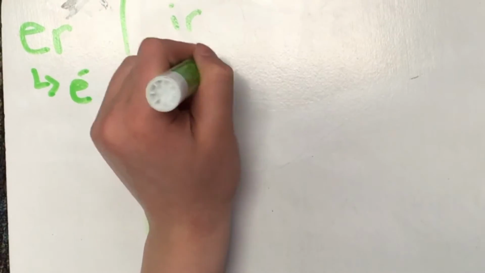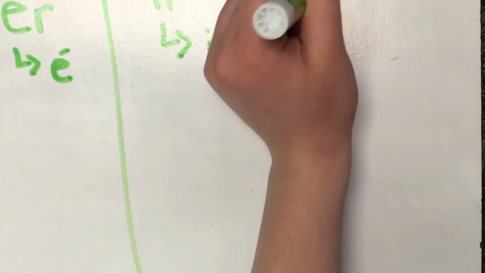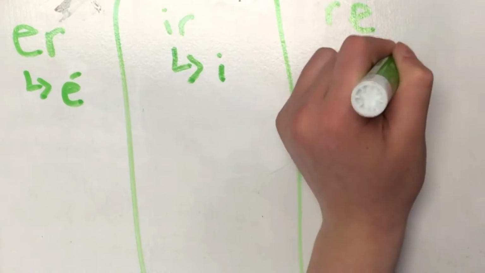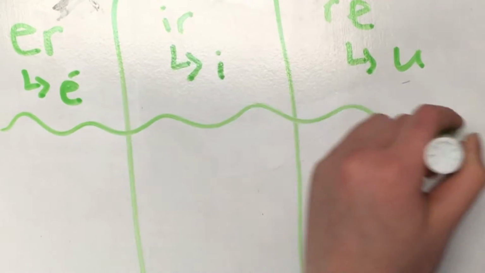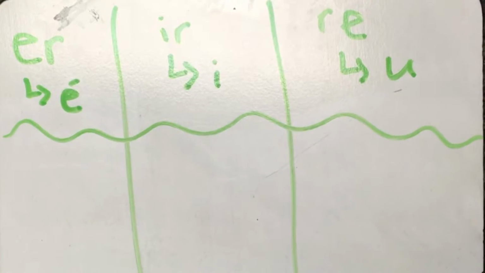For verbs that end in er, you drop the er and add an e accent aigu. For verbs that end in ir, you drop the ir and add an I. For verbs that end in re, drop the re and add a u. The past participles don't have to agree with the subject.